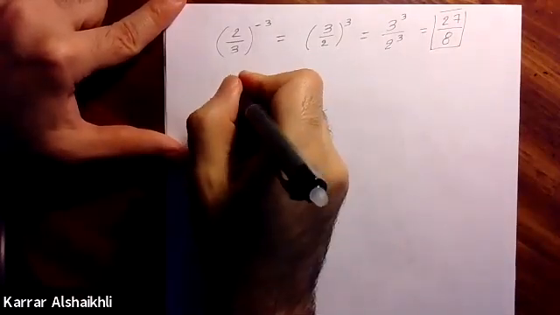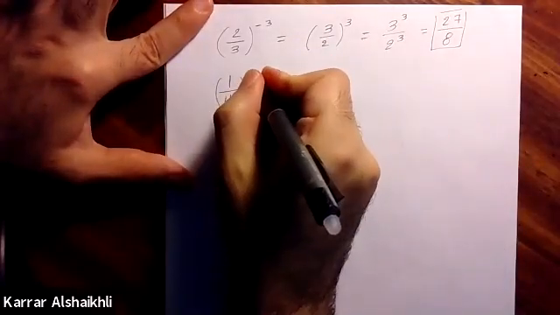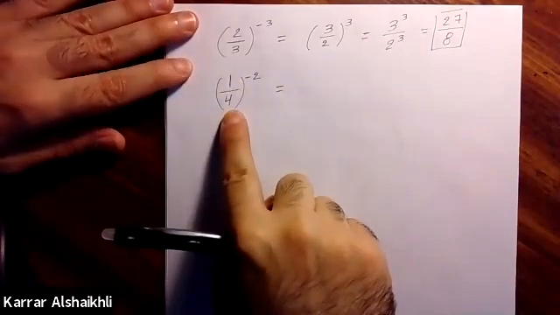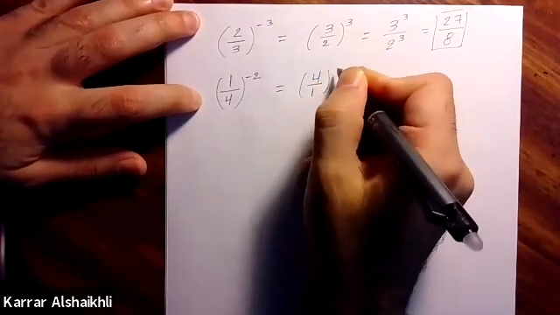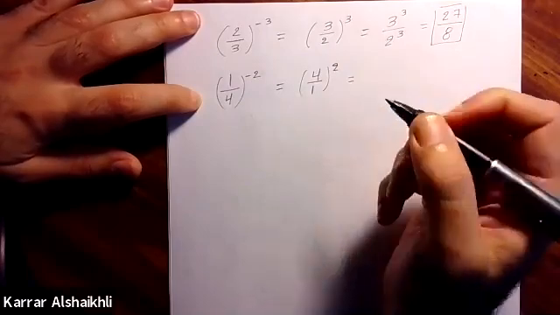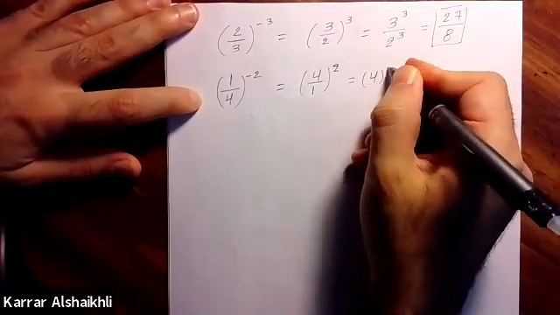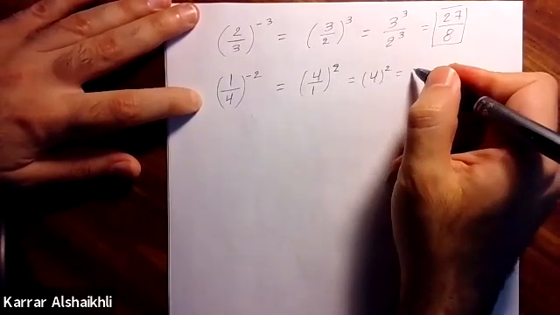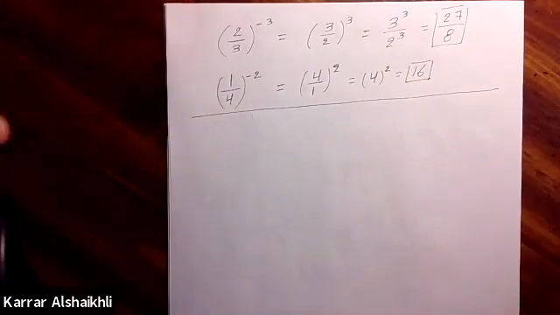What about if we have 1/4 with parentheses to the power -2? You're going to do exactly the same thing. This is a fraction. You're going to flip the fraction. So it's going to be 4/1 to the power 2. Change the exponent from negative to positive. If you notice here, 4/1 is 4. That means this is exactly the same thing as 4 squared, because 4 divided by 1 is 4. 4 squared is 4 times 4, and it's 16. That's it for this example.